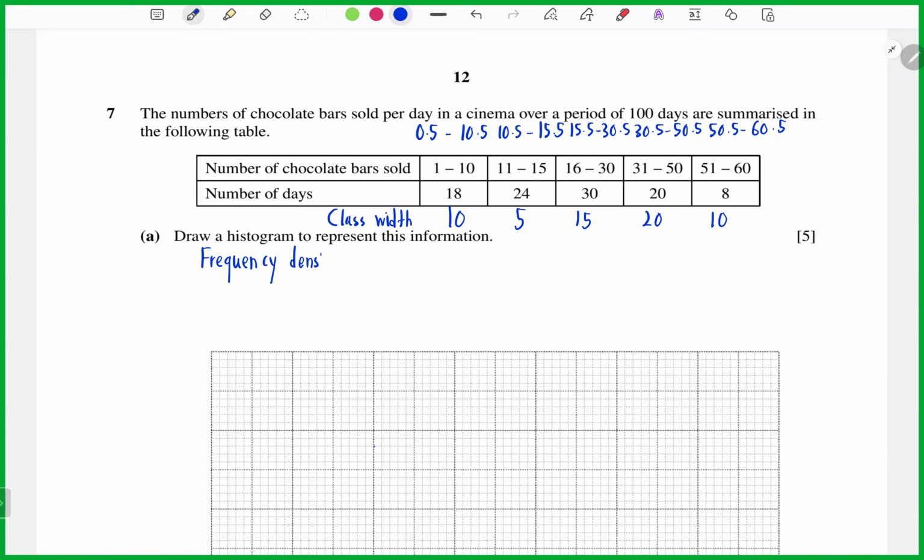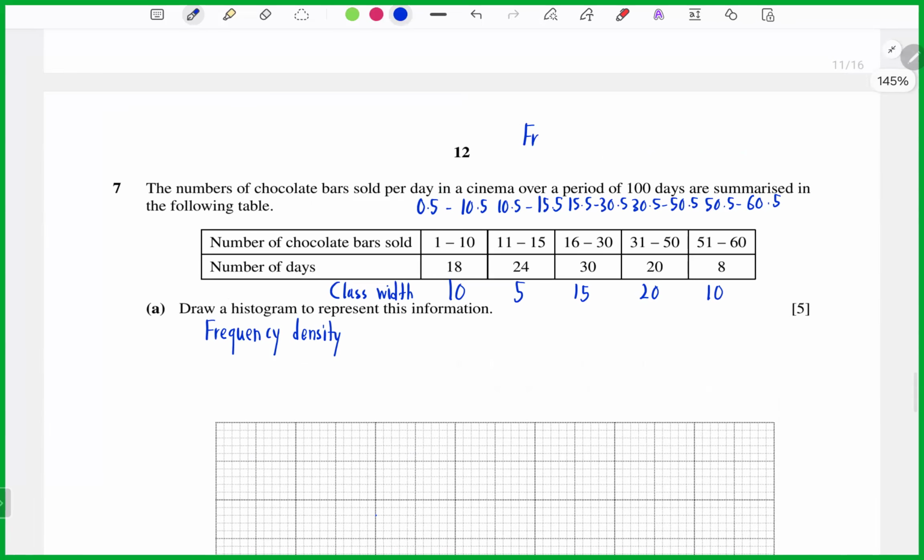Frequency density here. Okay, so we will take, now we try to recall the formula. Frequency density equals frequency divided by class width. So now we try to calculate. 18 divided by 10, so here is 1.8.